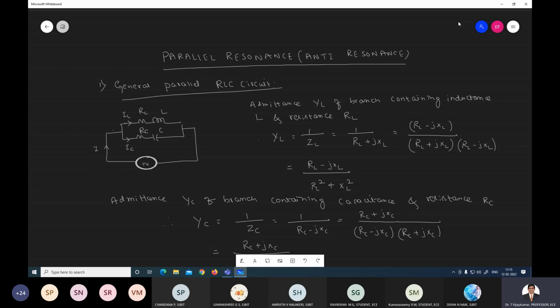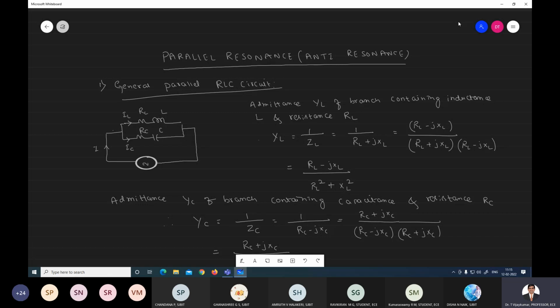What is the total impedance here? RL and L are there, therefore it is RL, and L we represent in the form of jXL. That is RL plus jXL. So 1 by ZL is equal to 1 by RL plus jXL.